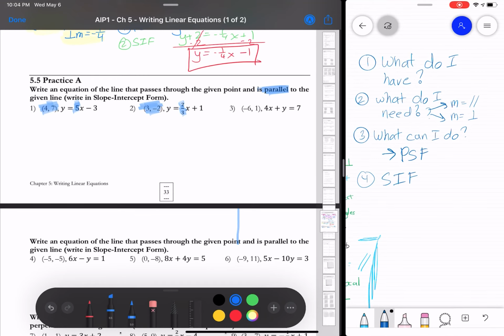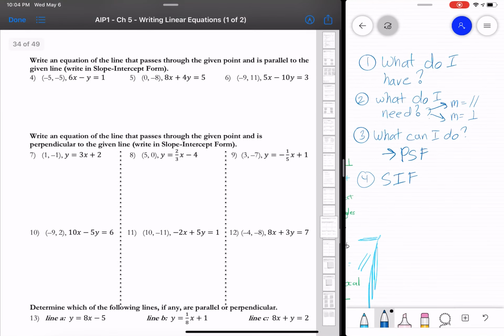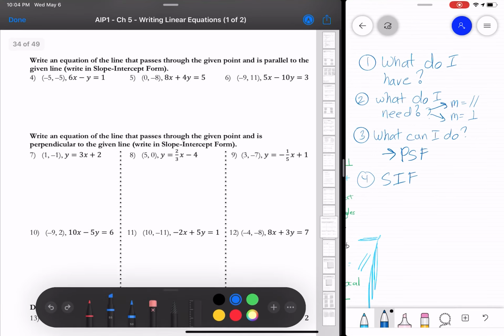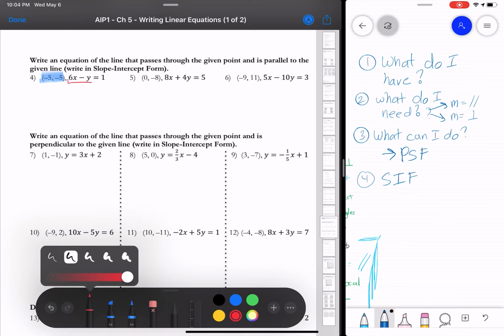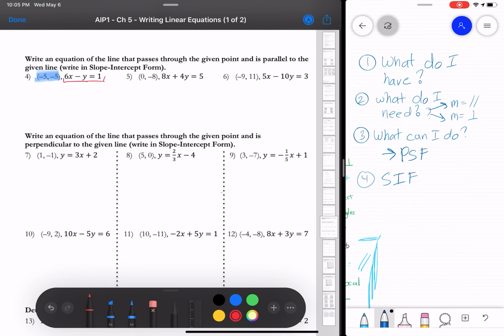Let's say you get an equation that's not in slope-intercept form, so you don't know the slope. If that's the case, like number four, you have a point, but you do not have a slope because this is not in slope-intercept form. Solve it. Get it into slope-intercept form first. So if we subtract 6x on both sides, we get negative y equals negative 6x plus 1. Divide, we get y equals 6x minus 1. Now I have a slope to work with. Now I can go back to this step.